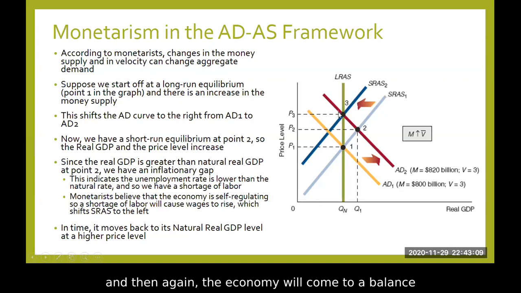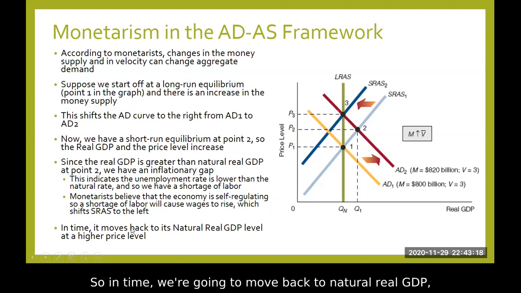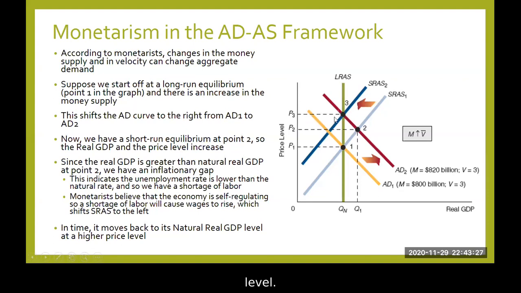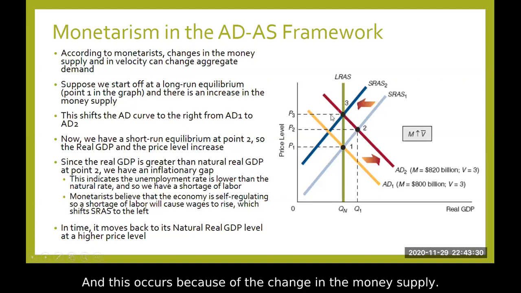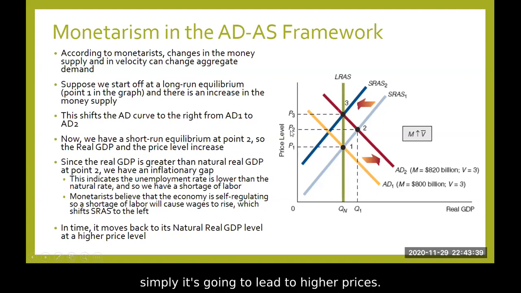And then again, the economy will come to a balance and come back on this long run aggregate supply curve at Qn. So in time, we're going to move back to natural real GDP, although it's going to be at the expense of a higher price level. And this occurs because of the change in the money supply. So what it's saying is the more money we have in circulation, simply it's going to lead to higher prices.